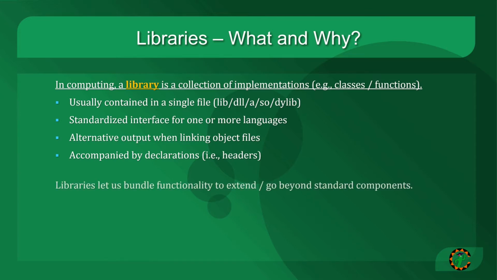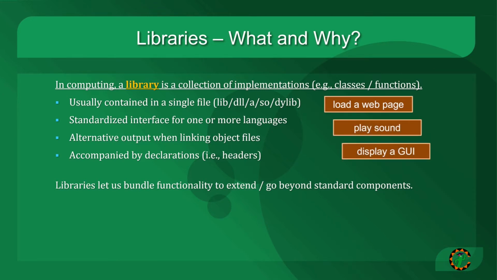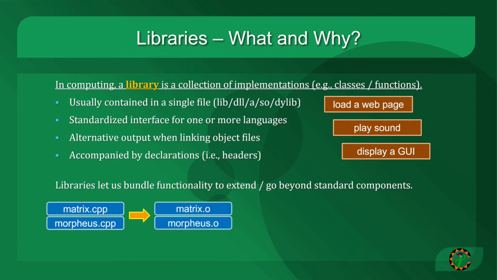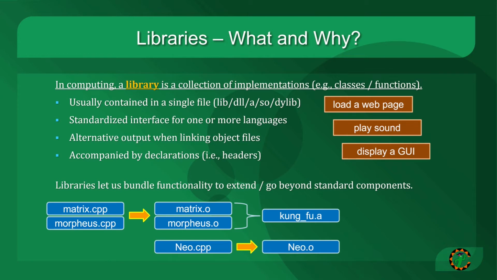What libraries do is they let us bundle functions to extend or go beyond standard components, or what's part of the standard library. So for example, we might have two C++ files, matrix.cpp and morpheus.cpp. We'd compile those into object files, and if we so desired, we could compile them into a library file, kungfu.a. This library could then be incorporated into other programs later on. For example, maybe we take neo.cpp, we compile it into an object file, and then we link our library with our new object file to create our executable, spoon.exe.